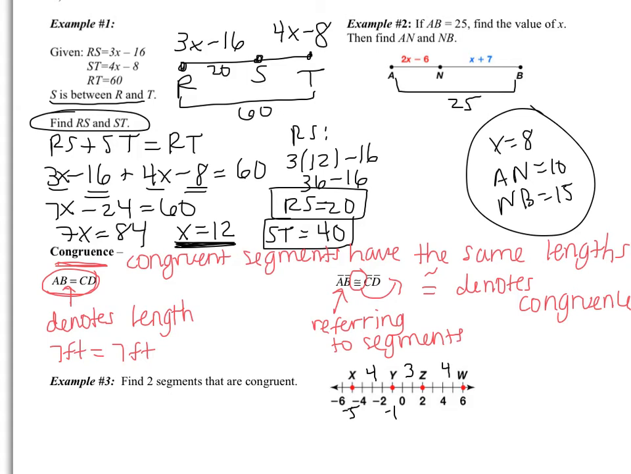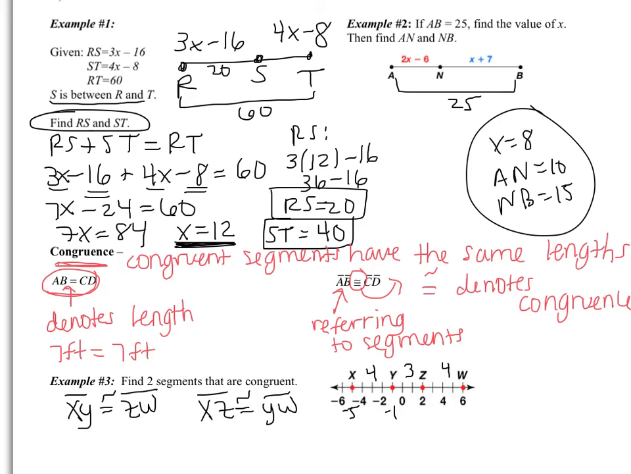Okay, two segments that have the same length. Well, I have XY, which is 4 units. That's going to be congruent to ZW, which is also 4. So that's one example. That's not the only example. What about XZ? XZ is 7. Is there any other segment in this figure that is also 7 units? Well, YW is also 7. So YW is congruent to XZ. So that would have been another example.